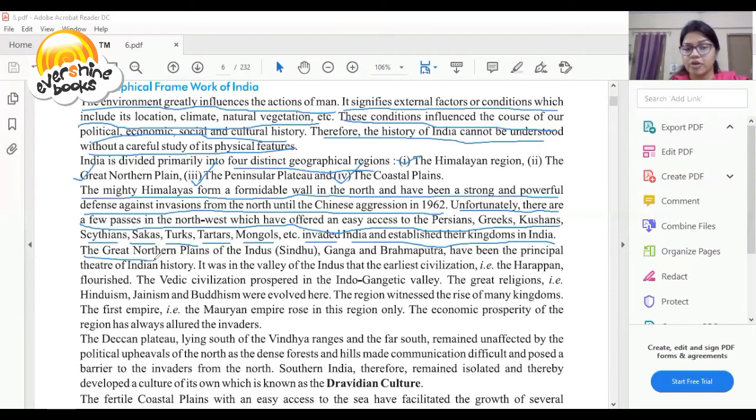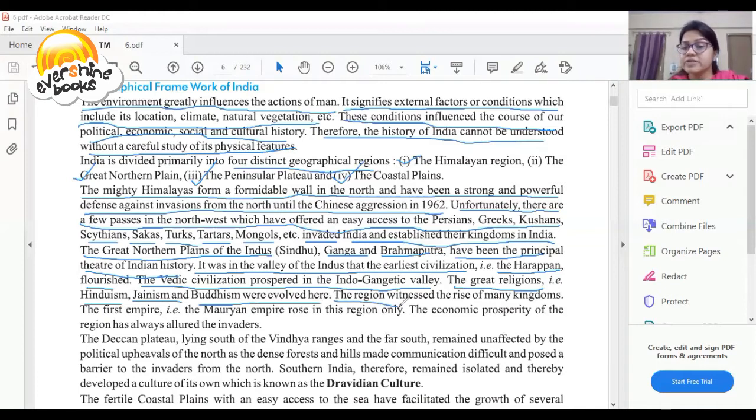The great northern plains of the Indus, Ganga, and Brahmaputra have been the principal theatre of Indian history. It was in the valley of the Indus that the earliest civilization, the Harappan, flourished. The Vedic civilization prospered in the Indo-Gangetic Valley. Great religions, that is Hinduism, Jainism and Buddhism, evolved here.